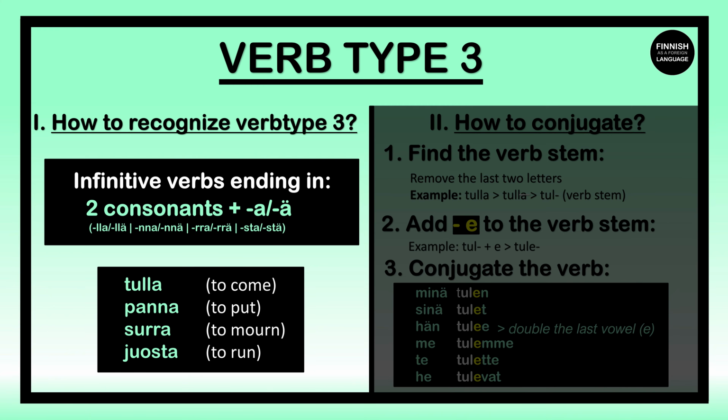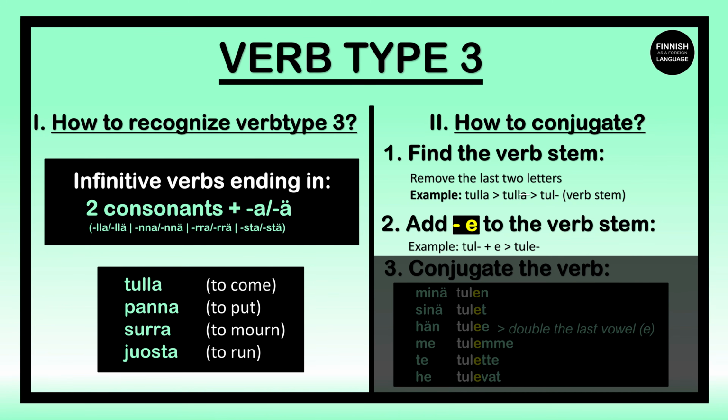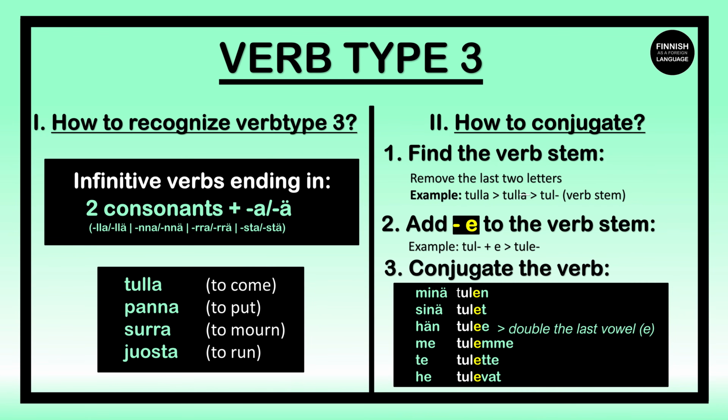How do we conjugate verb type 3? Here are actually 3 different steps we have to follow. Not 2, but 3. So the first step is again the same as always, finding the verb stem. So that means we have to remove the 2 last letters. For example, tulla, to come, we remove the 2 last letters, so L plus A, and we get tul, which is our verb stem. And now in the second step, we have to add E to the verb stem. So that means tul plus E is tule. Now we can start conjugating the verb.